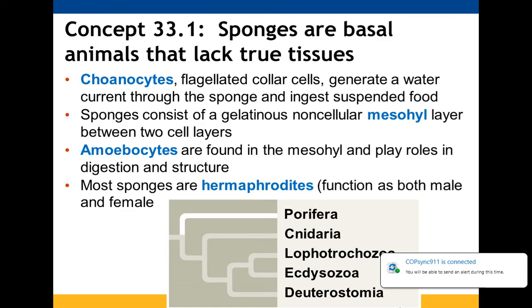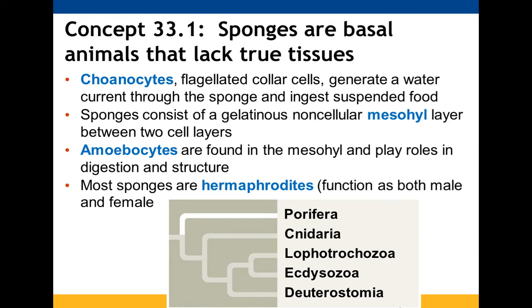anatomically. A little bit more about sponges. They have choanocytes, flagellated collar cells that get that water current going so that they're able to ingest their food. And they have amebocytes as well that help them digest their food and provide structure. They are hermaphrodites. They function as both males and females.